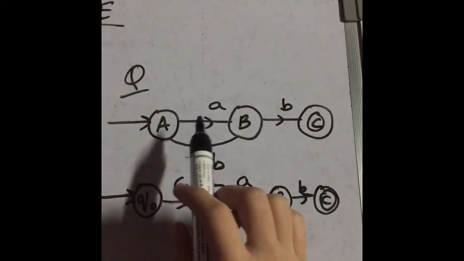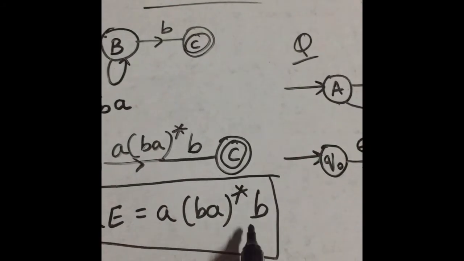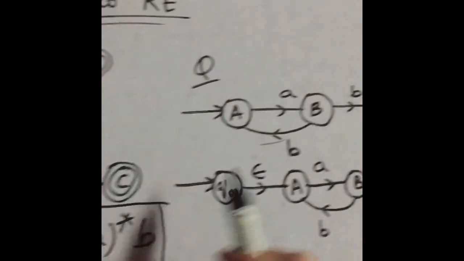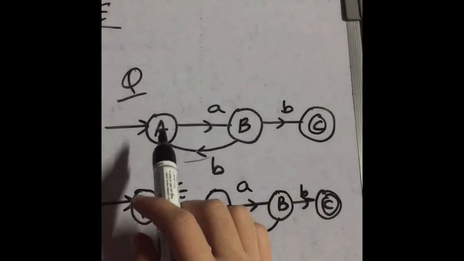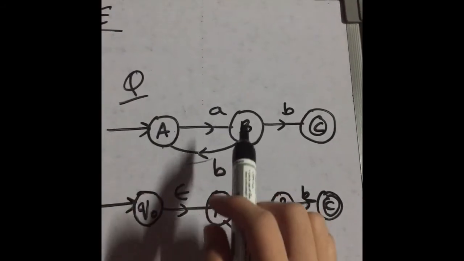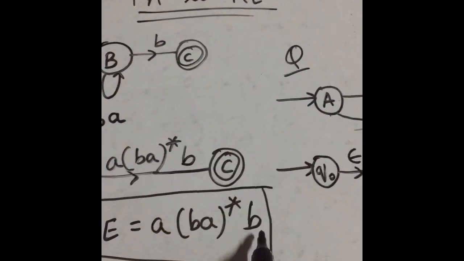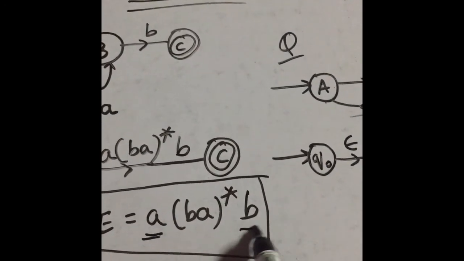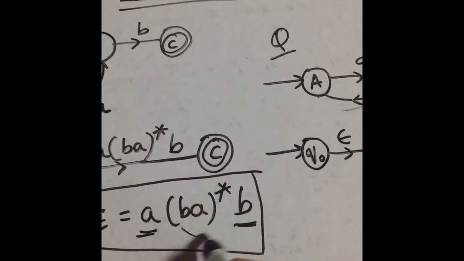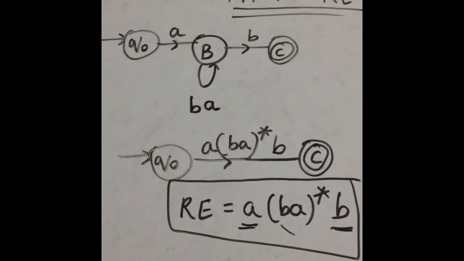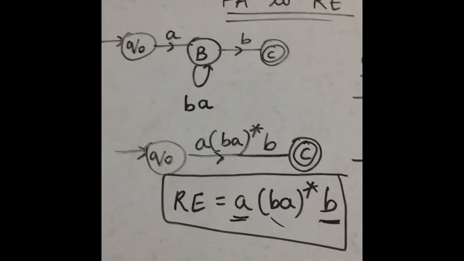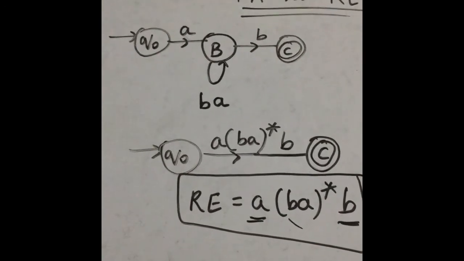You can check this is right. See, the smallest string which is accepted is AB, and there is any number of BA. You can see A and then BA BA, any number of BAs, and then in the end there is B. So it starts with A and ends with B, and in between there is any number of BAs. So this is the proper method to apply the state elimination method.